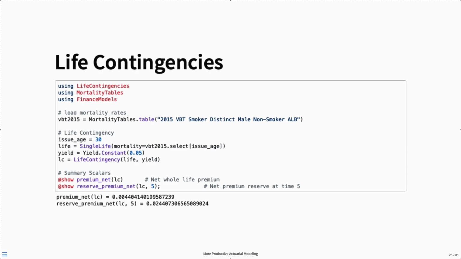LifeContingencies is a package that would, for example, utilize those mortality tables. And within LifeContingencies, there's different single and joint contingencies, and you can calculate different things like net premium, reserves at different points in time, what are the associated unit cash flows or unit decrements, or a lot of different kind of basic actuarial maths available in that library.